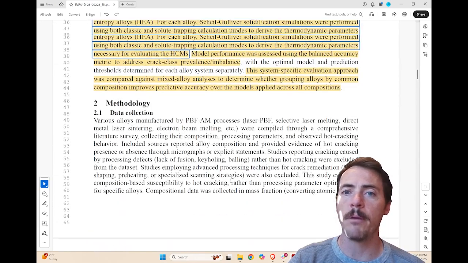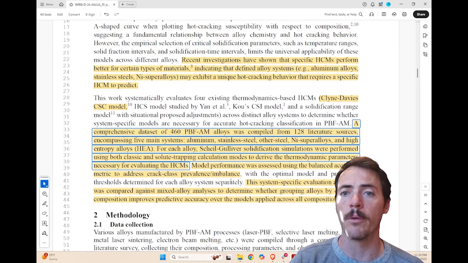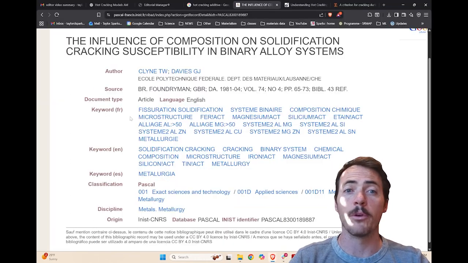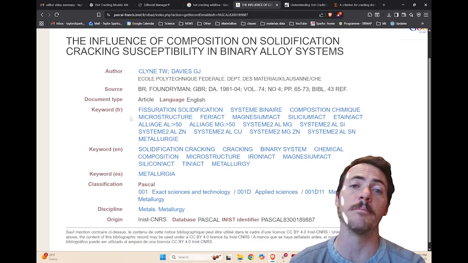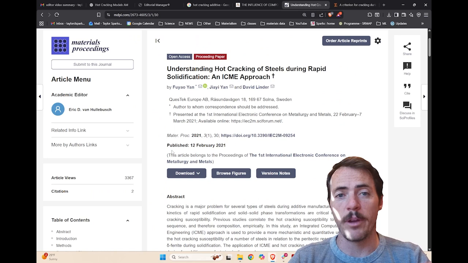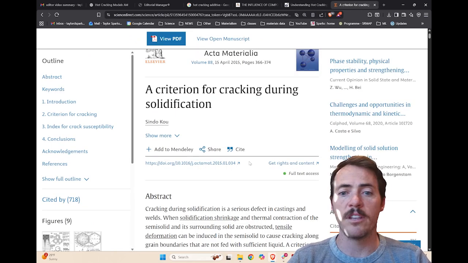So that's the premise behind these models, and there's several to pick from, right? There's the OG model, Klein-Davies CSC model. That one goes way back to 1981, right, before I was around. But there's other ones like the HCS model right here, or Koh's CSI model, right? Several different ones to sort of pick from.